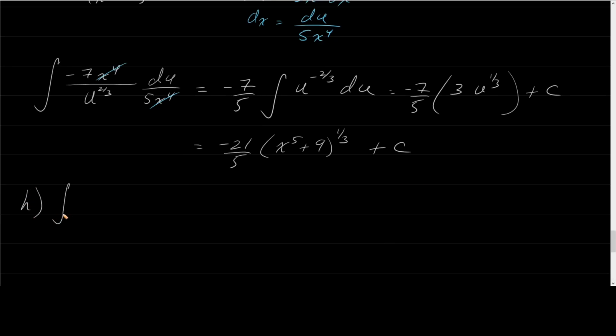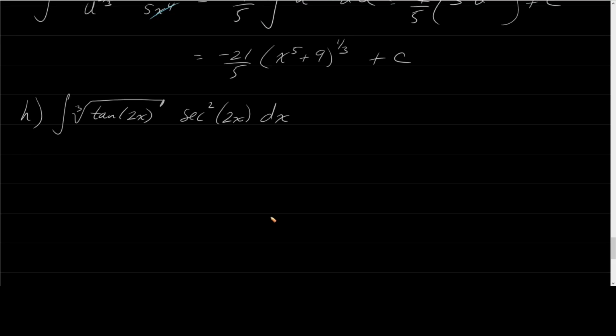We have the integral of the cube root of tangent of 2x times secant square of 2x dx. All right, so in here, I'm gonna rewrite this using a couple of different things. First, I'm gonna make a theta substitution. I'm gonna start with let theta be equal to 2x. Therefore, d theta would be just 2 dx. So dx is d theta over 2.